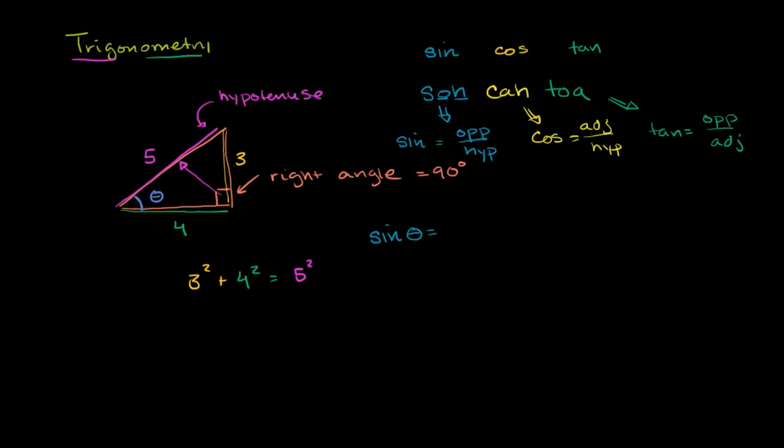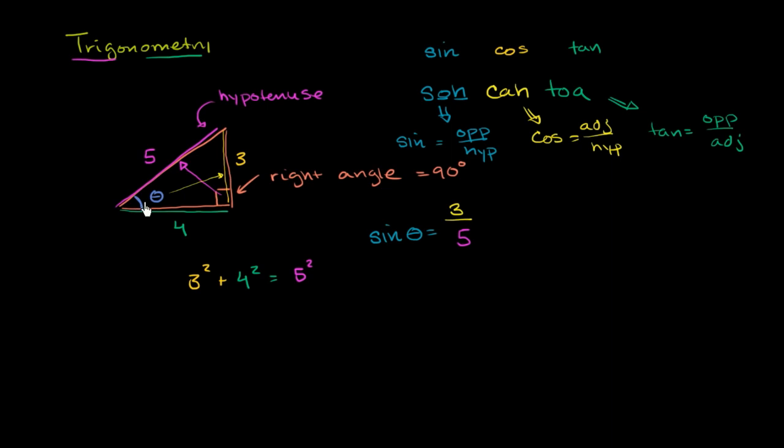So this is our angle right here. The opposite side, not one of the sides adjacent to the angle, is the 3. It's opening onto that 3. So the opposite side is 3. And then what's the hypotenuse? We already know the hypotenuse here is 5. So it's 3 over 5. The sine of theta is 3/5.